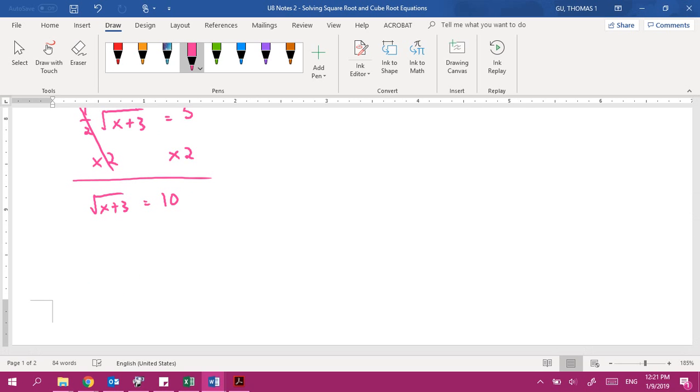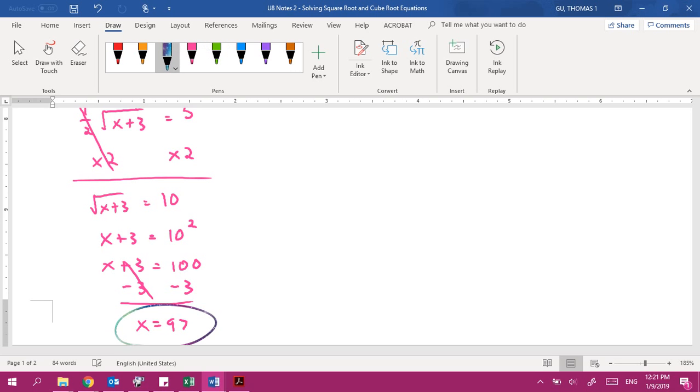So what's the next line going to say then? Equals? All right, what's 10 squared? 100. So x plus 3 equals 100. And what do I got to do last step? So my answer is? X equals 97. Do not forget. Yeah. X equals 97.